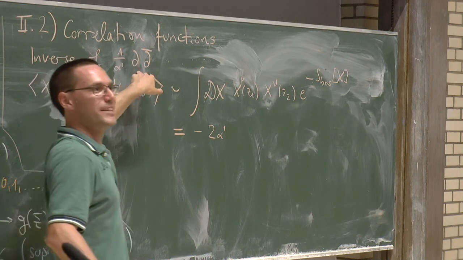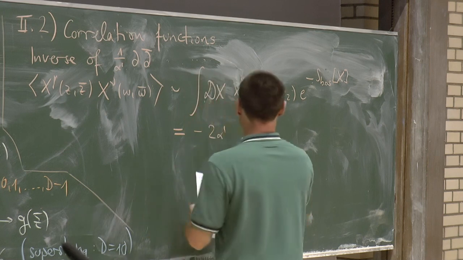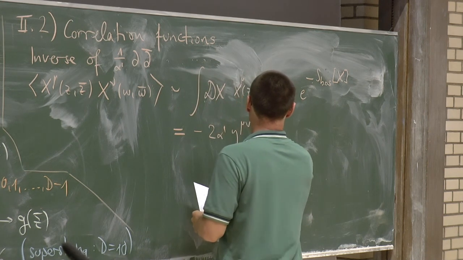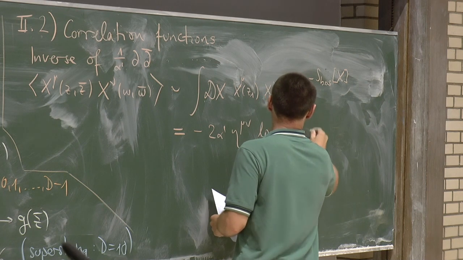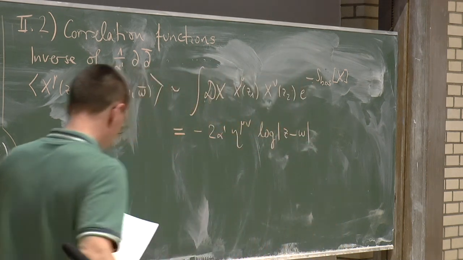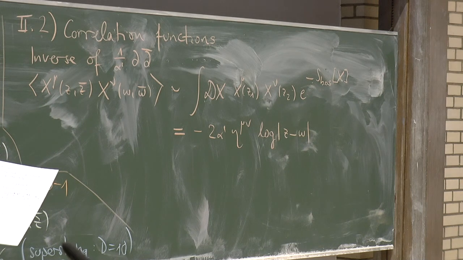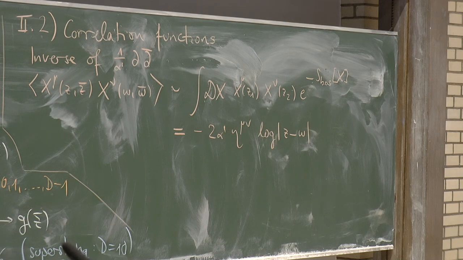In 2 dimensions, the Green's function for this guy is the logarithm. So that's why the 2-point correlation function is this logarithm of the difference, z minus 1. Okay, so this is benefit number 1 of having a quadratic action.